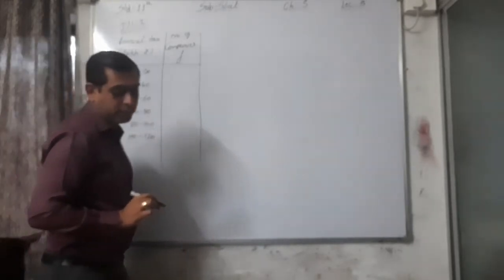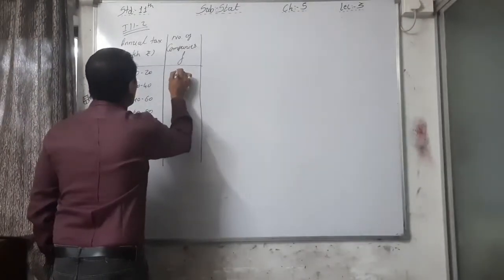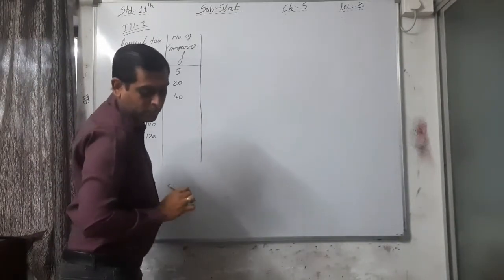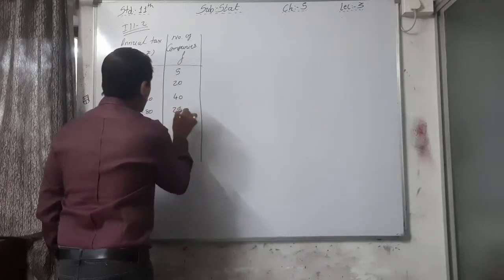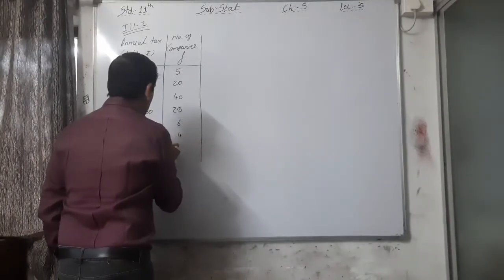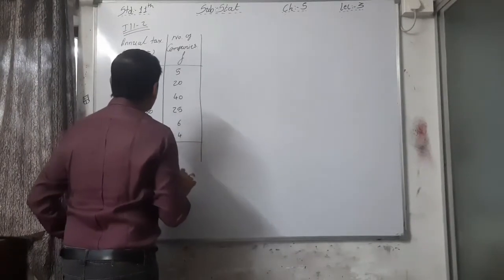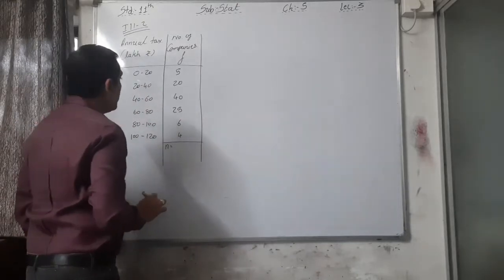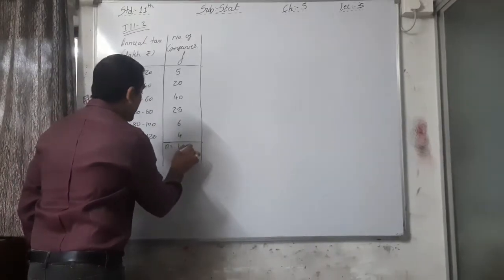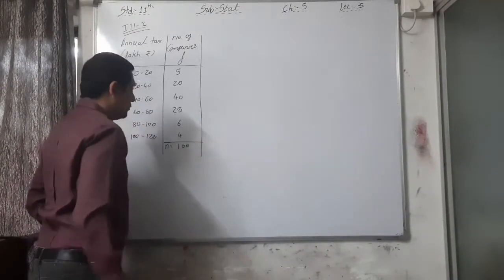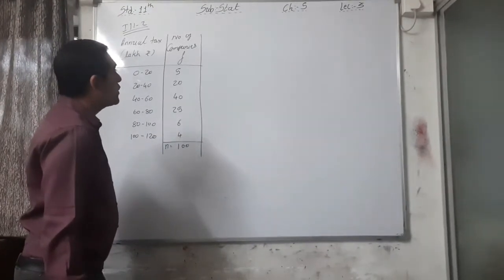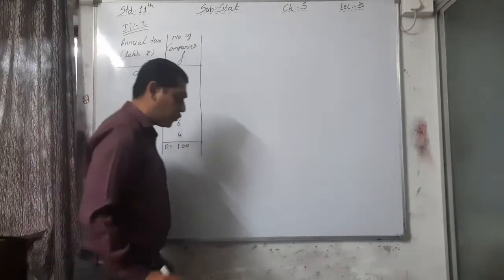Now the frequencies: 5, 20, 40, 25, 6 and 4. What is the total? 100 companies, so the total is 100. Now this is continuous group data and we want skewness as well as coefficient of skewness.